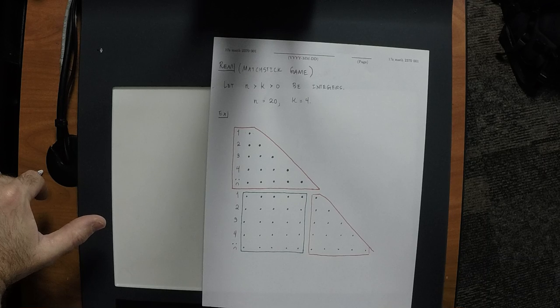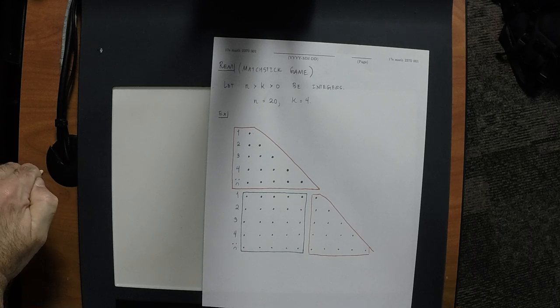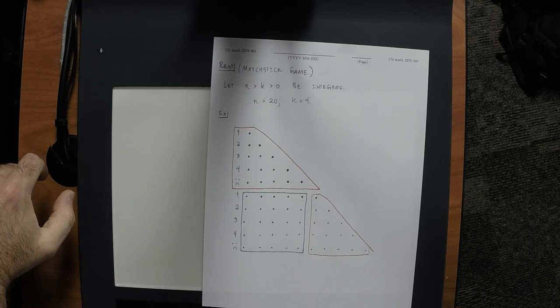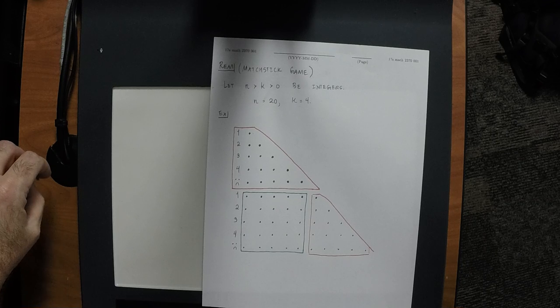It has period 5. So what if we were playing the N is 20, K is 3 game? What do you suppose the period would be? Four. If we were playing with a million matchsticks and K is 20, what would the period be? 21, right? It's always one more.